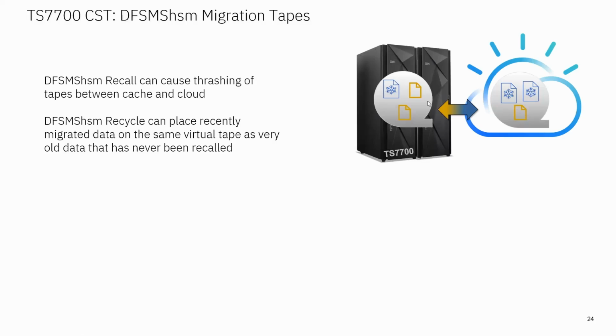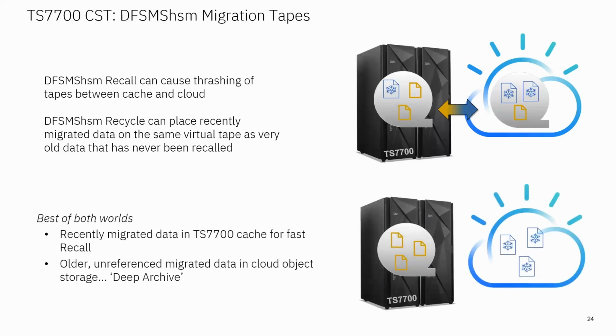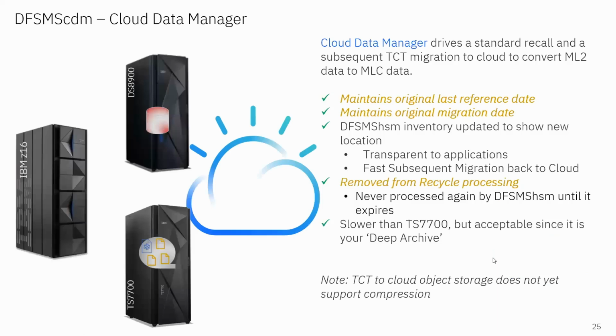So for backup, it's great. For migration, for clients, you're not necessarily going to want to leverage that. So how do I get the best of both worlds? How do I keep my active data in the 7700 cache and my colder migration data in cloud object storage? And that's why we created Cloud Data Manager, a new product within DFSMS, and it does just that. So we can see here, maybe this data set or this virtual tape is, we'll say, 3 months old, and it has a lot of active data. We'll say that's active, but it has some cold data on it.